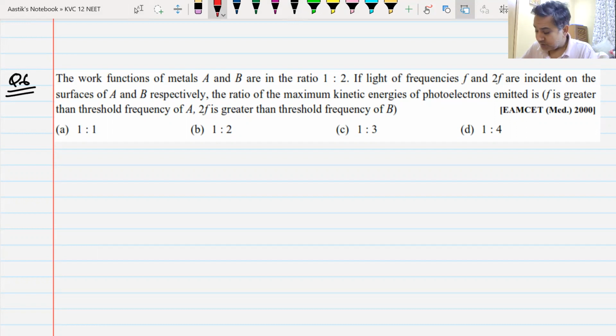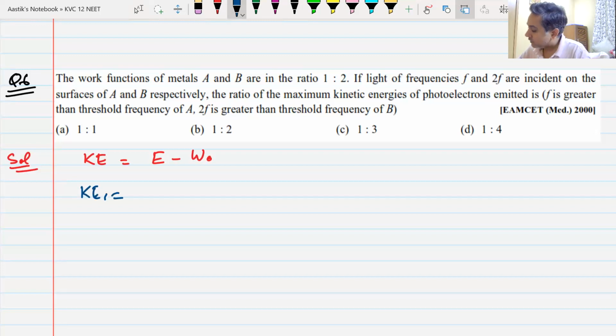Okay. Which equation do we have to apply here to find the ratio of kinetic energy? Kinetic energy maximum is E minus work function. Yes or no? Yes, sir. Let me find the kinetic energy of the first one. E of the first one will be hf, minus the work function. The work functions are in the ratio 1:2, so let me call it W.